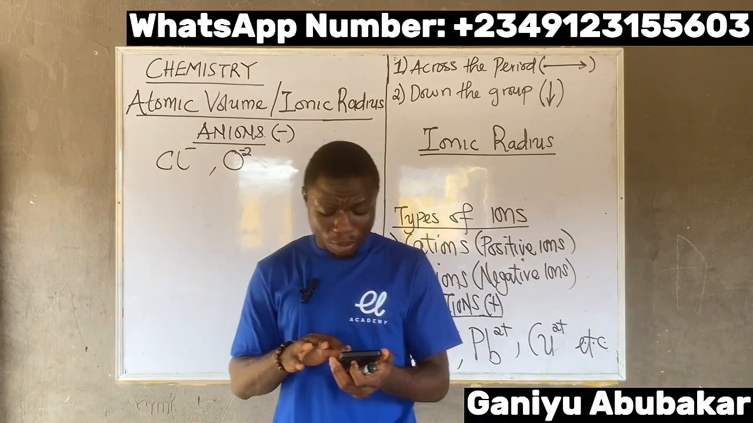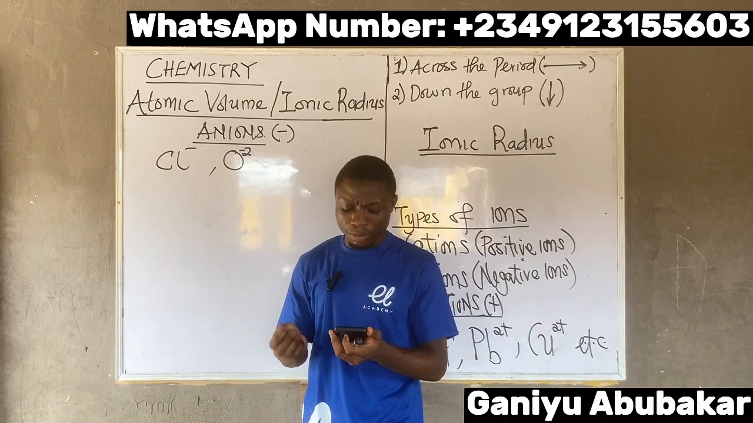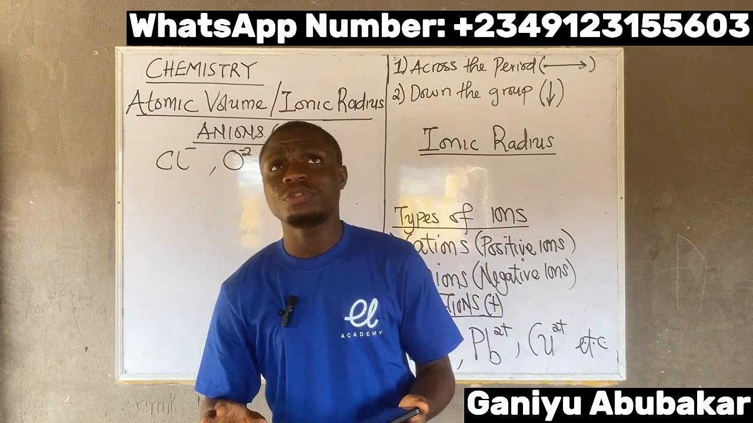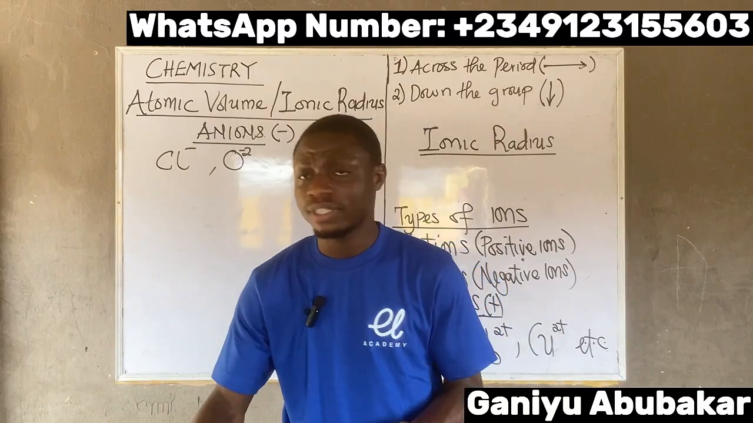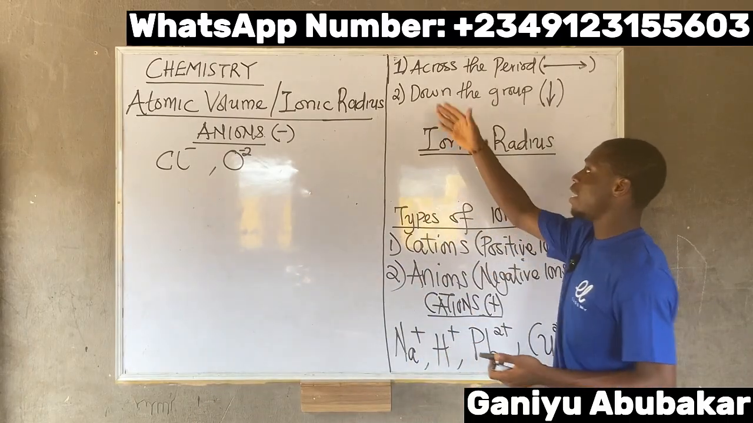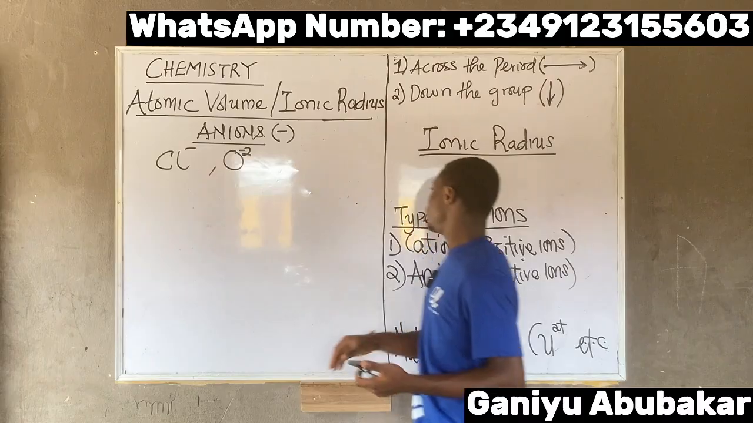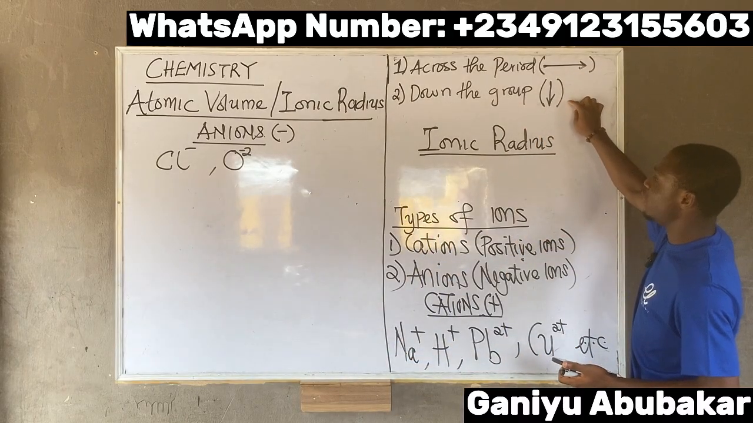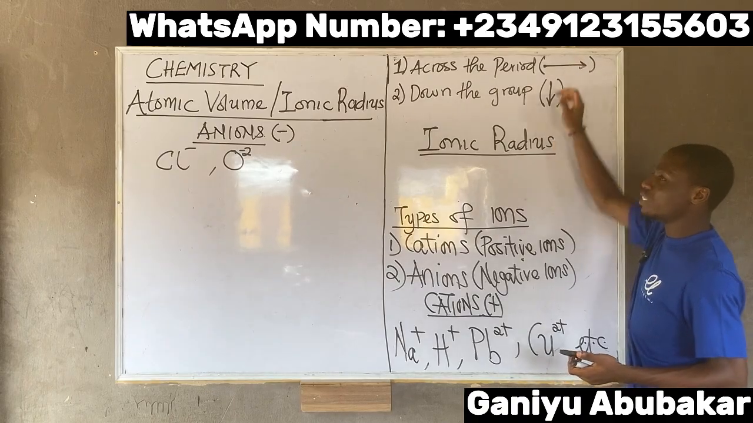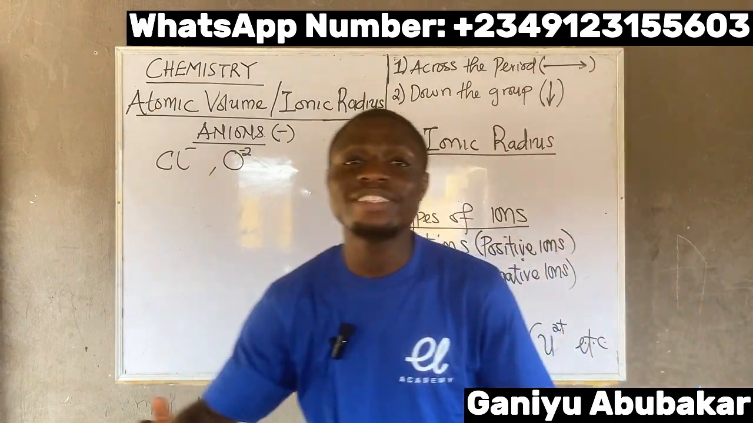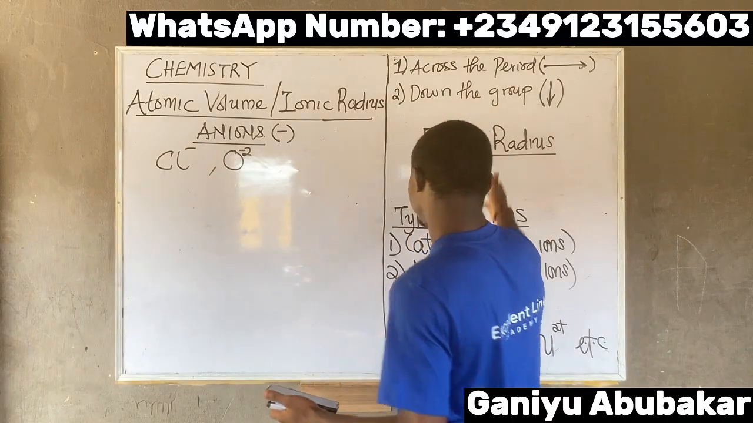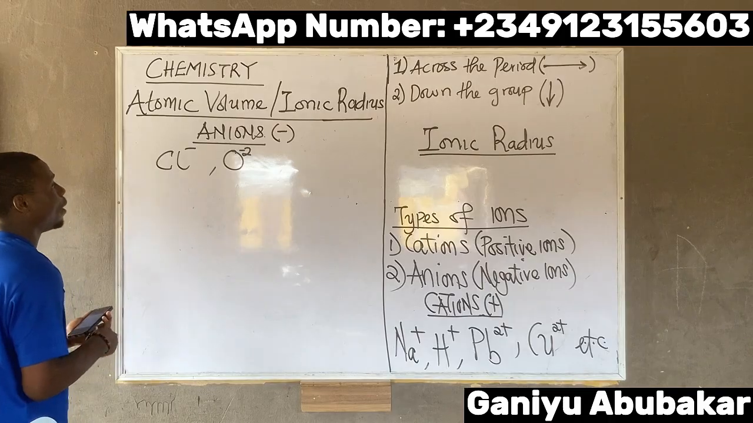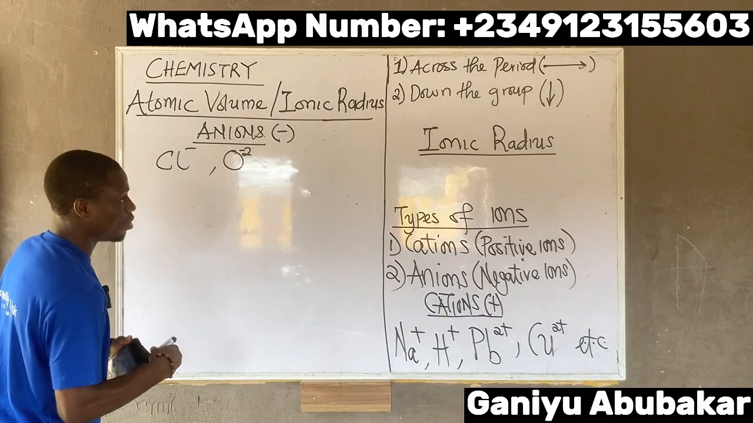So next up, let's look at the trends in the periodic table, because every property has its own trends. I've just dealt with atomic volume, and I gave you its trends: down the group it increases, across the period it decreases but slightly increases at the end. So also for ionic radius, let's look at the trends.